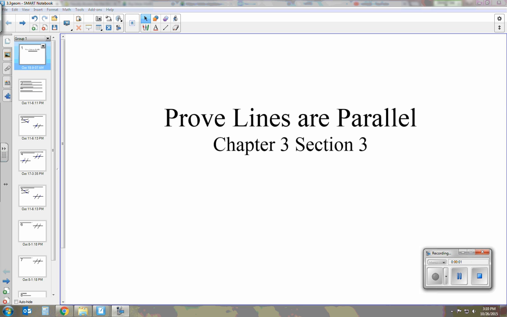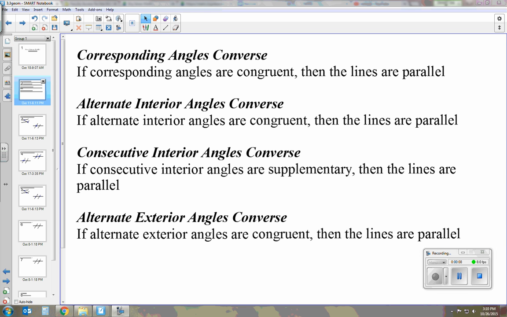Today I would be talking about proving lines if they're parallel or not. If we remember from our exploration, we wrote converses for the corresponding angles, alternate interior angles, consecutive interior angles, and alternate exterior angles. What these converses say is if I have two corresponding angles that are congruent, then the lines will be parallel that they're on.